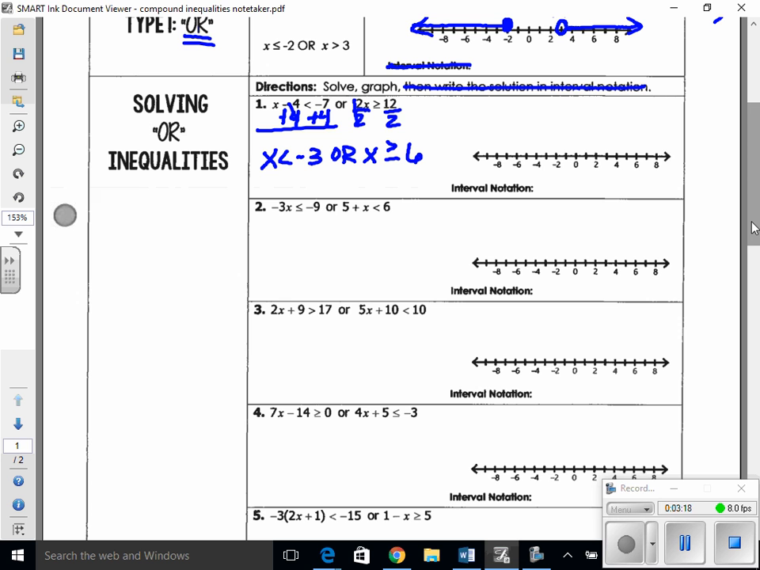Now we need to represent it on the picture. Less than -3 would be an open dot on -3. Less than would be left. Greater than or equal to 6 would be a closed dot on 6 and going right. Okay, so that's what the picture looks like for the inequalities answer that you just solved for. All right, so jump down to number 3.